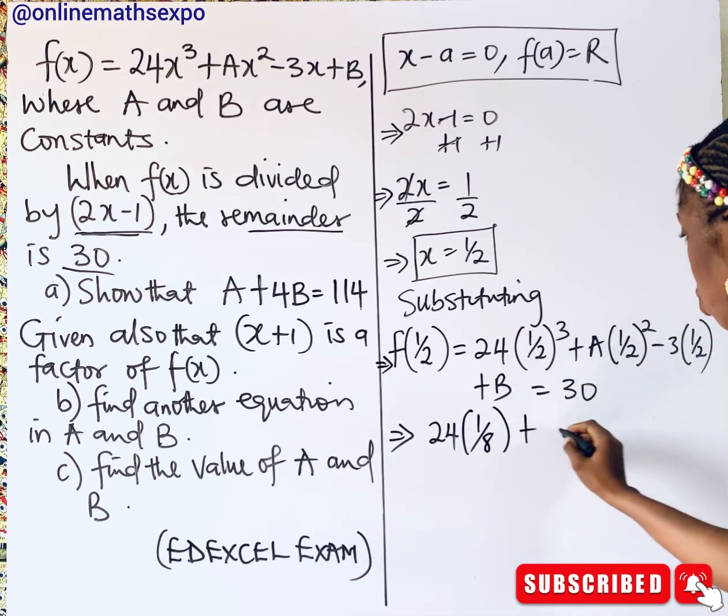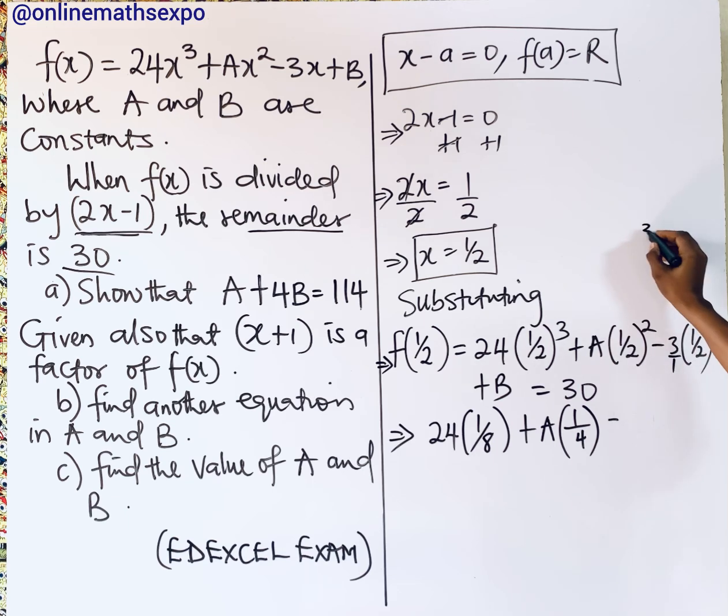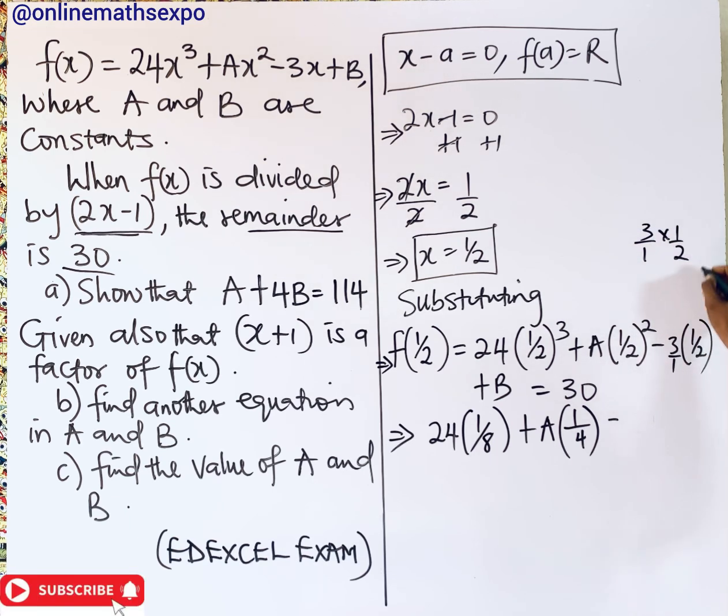Okay, then plus a. 1 squared is 1 times 1, and 2 squared is 2 times 2, giving us 4. Okay, so we have negative, remember this is 3 over 1. So when you have it, it's 3 over 1 times 1 over 2. This will give us 3 over 2. So we have 3 over 2. I hope you're with me there. Then plus b is equal to 30.